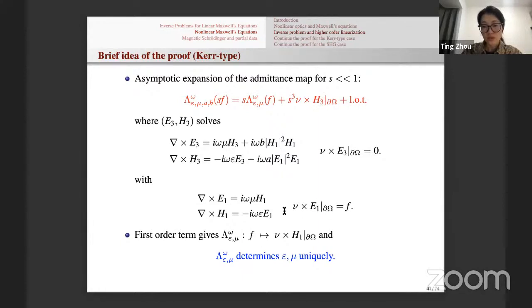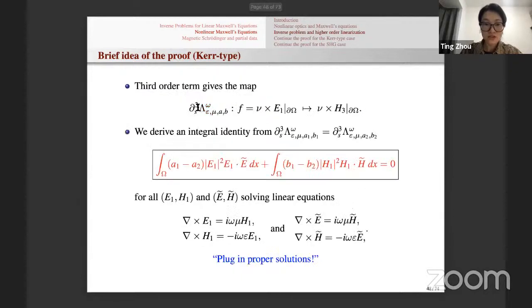So this is basically what you think of. F generates linear fields E1, H1, and they interact nonlinearly and become the new source for E3 and H3 without any boundary source. So that gives you mu cross H3, the tangential of H3. As I mentioned, the first order term can help you to determine epsilon mu uniquely, and the third order term gives you this map. And from this information, you can derive an integral identity different from the linear problem.